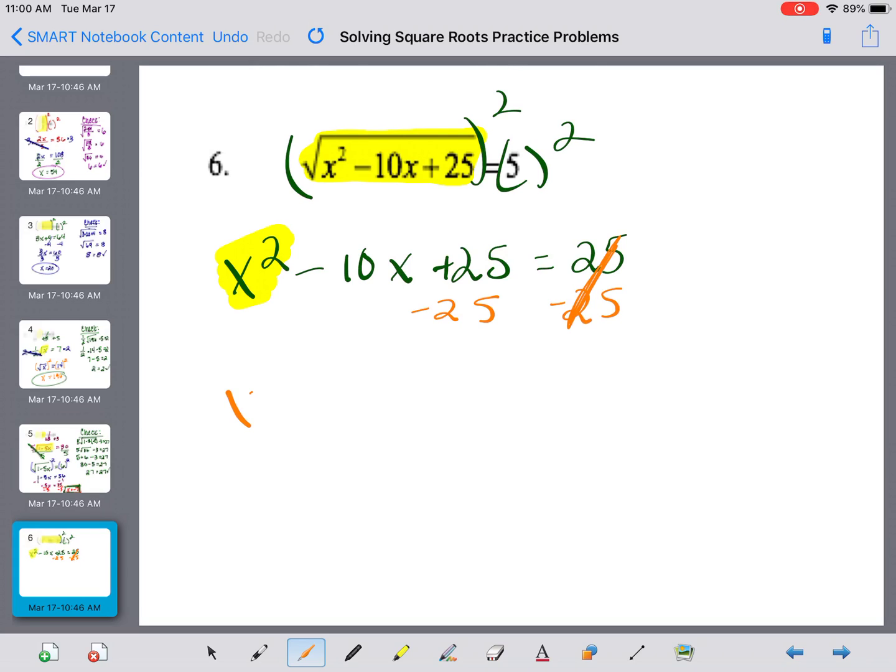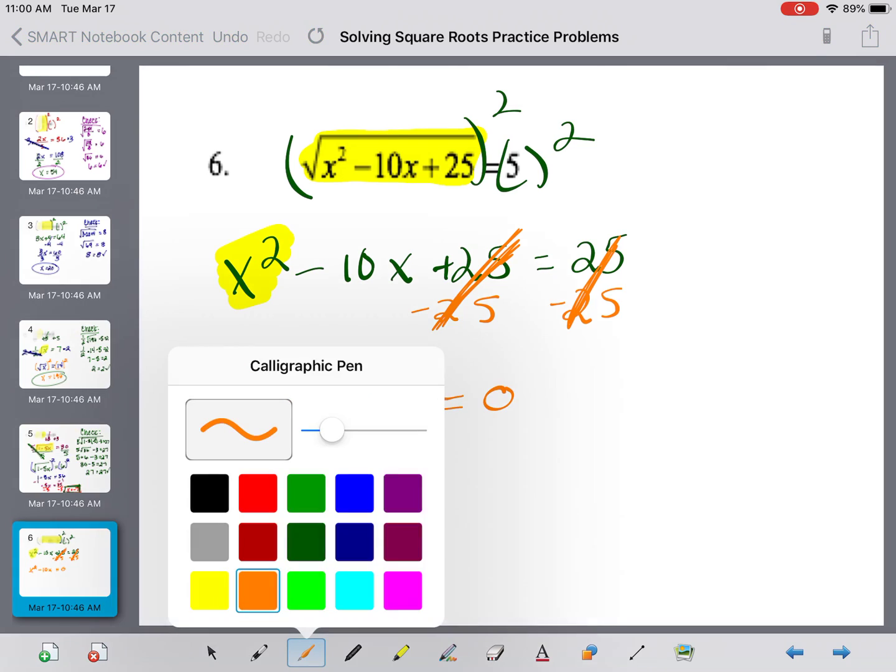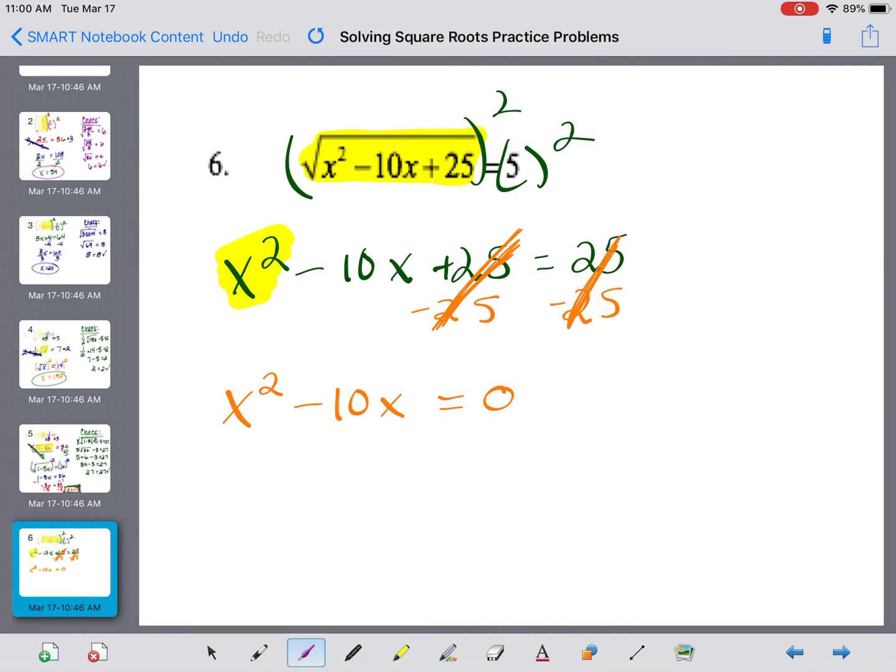So then we're left with x squared minus 10x, and the 25s end up canceling, equals 0. 25 minus 25 is 0, so it just cancels out. We still need to factor here, but we have 2 terms. If we look at our terms, they're not perfect squares, so we're not going to use difference of squares, but we can take out a GCF.